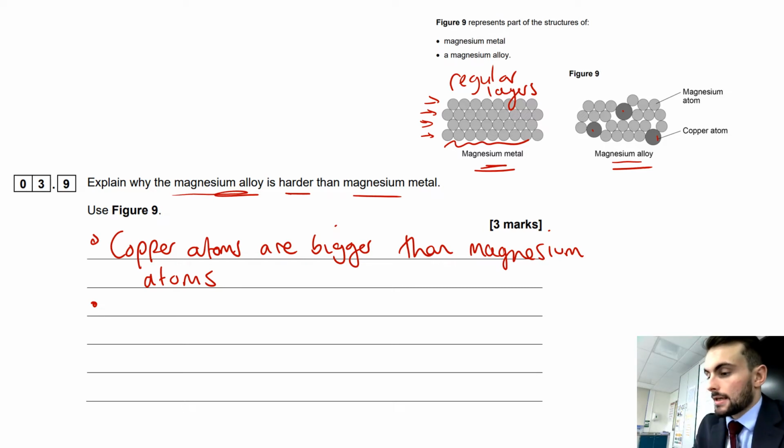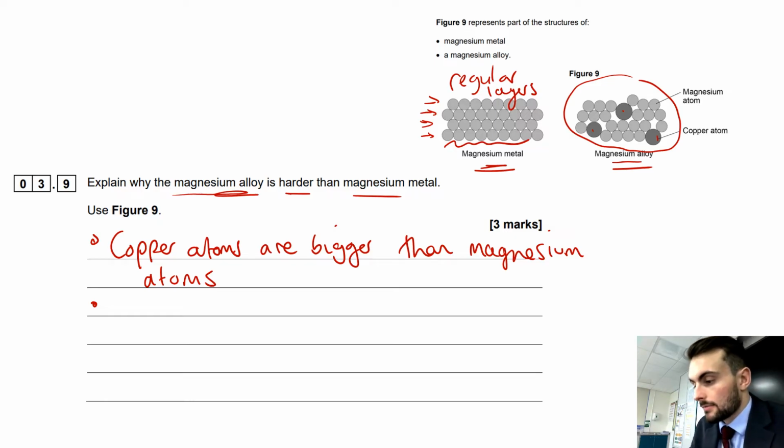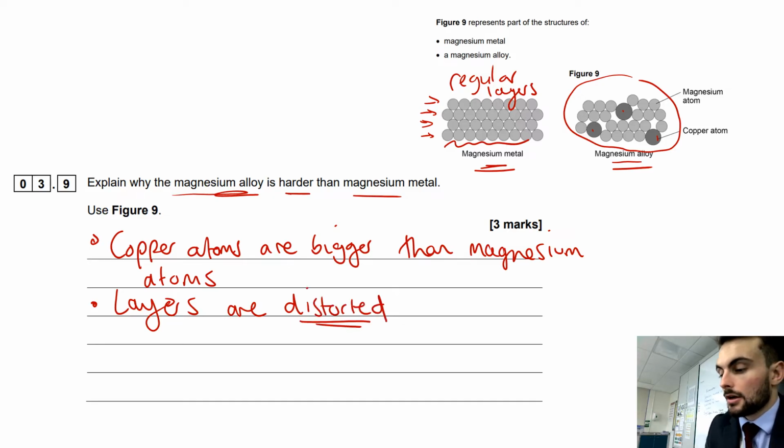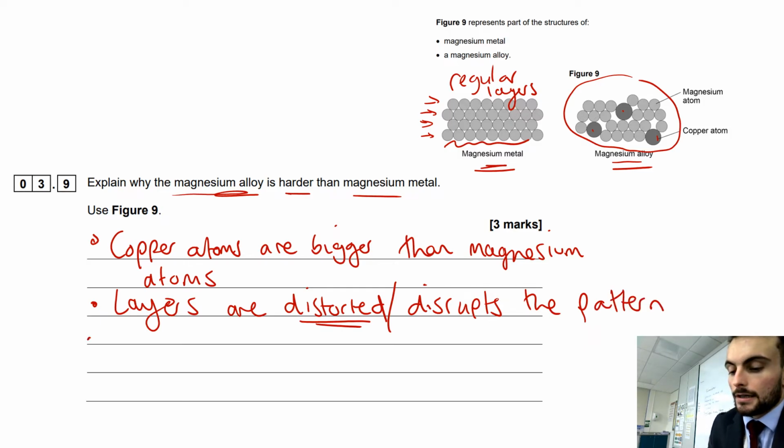So what does that do to the arrangement of the layers if we put in different size atoms randomly in the structure? That means that the layers, there's a very important word you need to know for this one, are distorted. Gotta say distorted, or disrupts. You could say disrupts the pattern. Something that means that.